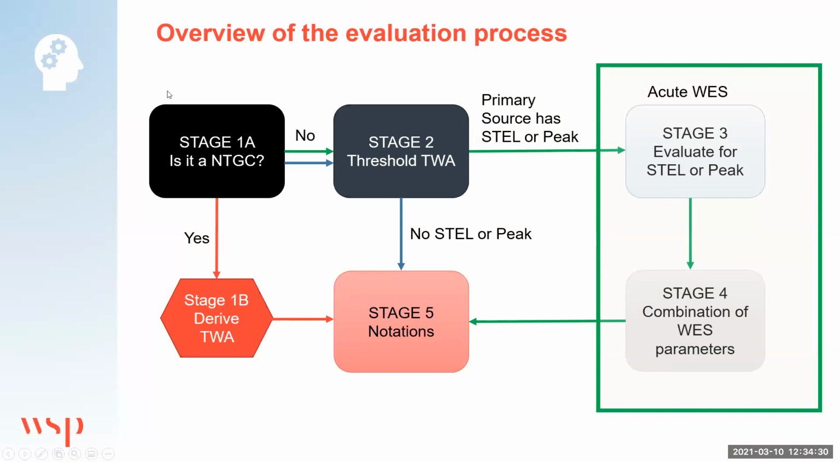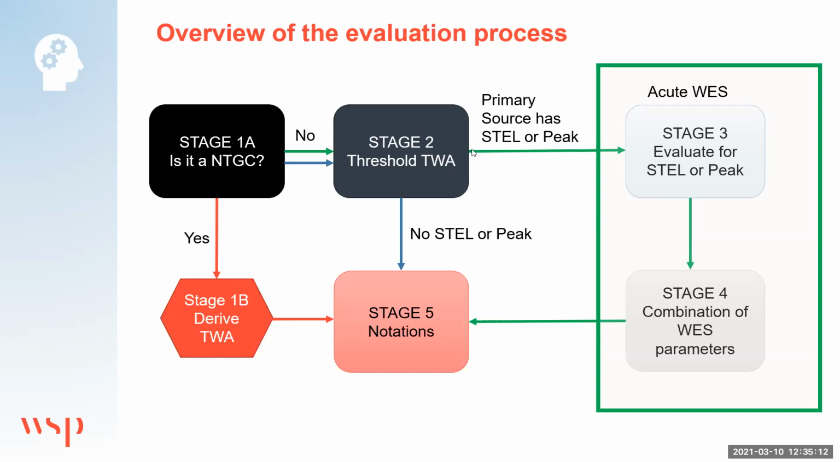So, stage 1 over here. Stage 1 is the assessment of whether the chemical is a non-threshold based genotoxic carcinogen. If it is, we go on and derive the TWA. If not, we move on to stage 2. Sorry, I just had a pop-up. So stage 2 was to evaluate or recommend a TWA for non-carcinogens. Stage 3, I'll just move over to the acute ones. Stage 3 was undertaken to evaluate a short-term or acute limit.